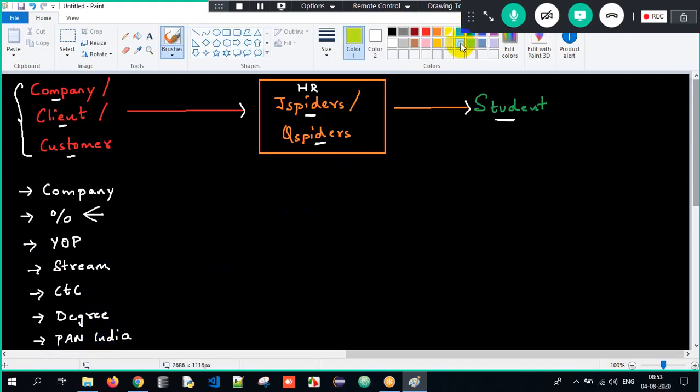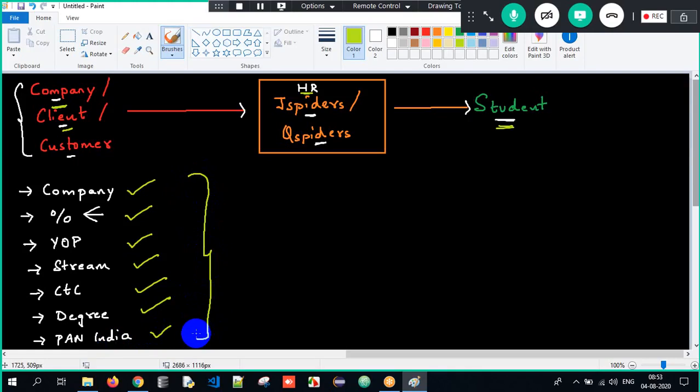So what happened here? The client or the customer informed the HR about the job description. So what will HR do? He will inform the students about the job description: the company name, the percentage, the year of pass out, stream, CTC, degree, and he'll say there's no pan India, the job location is in Bangalore only. Based on all the information he has given, if you are eligible, you have to register for the company.